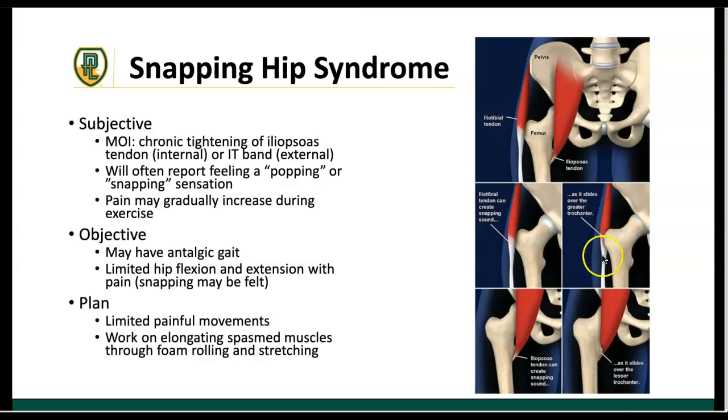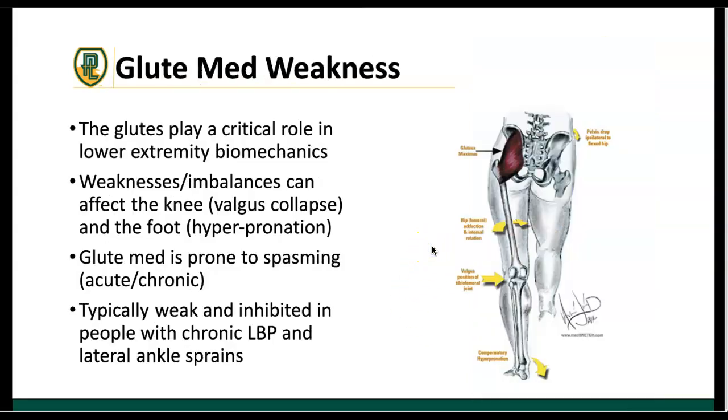So again, you can see it here. If it's an external form, it's going to snap across the greater trochanter. You can kind of see that there. And then if it's an internal iliopsoas snapping hip syndrome, you'll see it snap over that lesser trochanter most often.